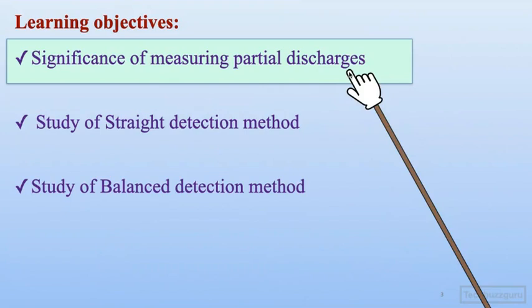अब तक हमने जो भी मेथड्स पढ़े थे उसमें we are measuring the dielectric constant and loss factor, that is capacitance and tan delta. But what are partial discharges? That is what we would like to understand.